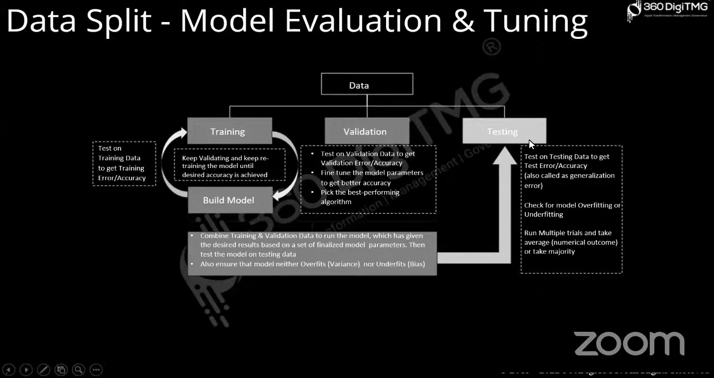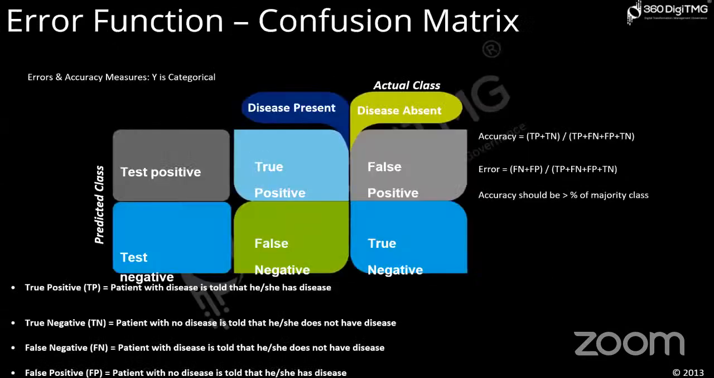We already discussed training, validation, and testing. Then we have something called the confusion matrix. The confusion matrix, guys, is a matrix used to determine the performance of a classification model for a given set of test data. It can only be determined if true values for the test data are known.